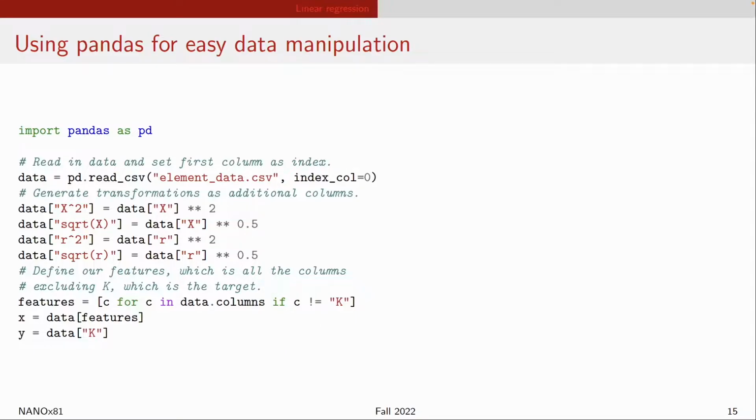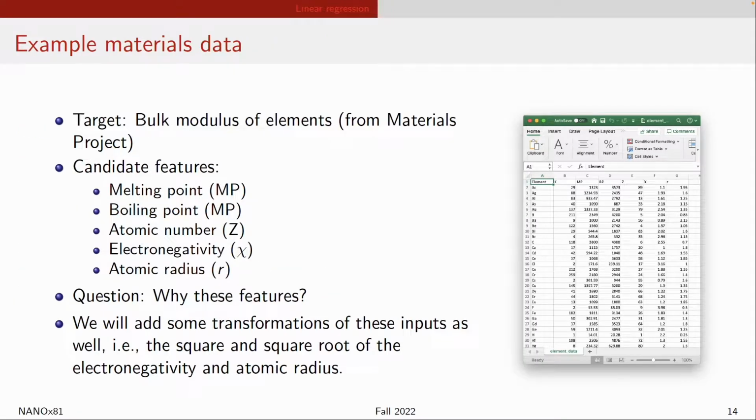Now, I'm going to demonstrate to you how to go about using pandas for easy data manipulation. So the elemental data that have all these features, things like the melting point, boiling point, atomic number, electronegativity, and radius, it is in this comma separated value file that you see over here, okay?